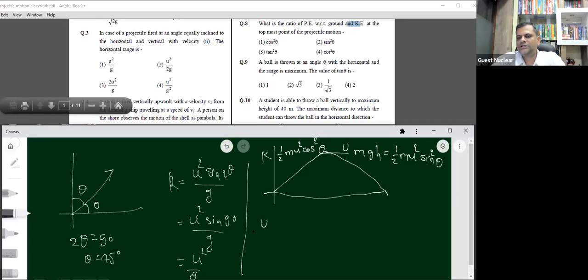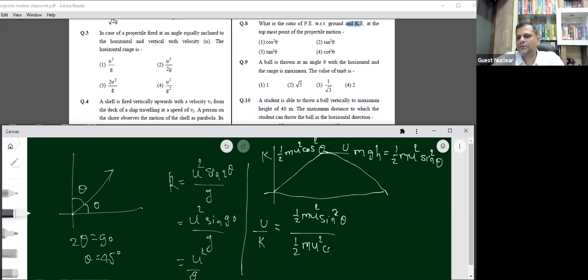तो देखो potential energy upon kinetic energy will actually be equal to, potential energy के बदले आ जाएगा half mu square into sin square theta, right? And that is to be divided by kinetic energy, which is half mu square once again into cos square theta, so that this half mu square gets cancelled, and sin square theta upon cos square theta becomes equal to tan square theta. That is going to be the final answer. That's all. इतना easy है.